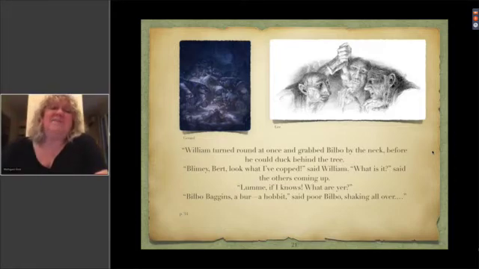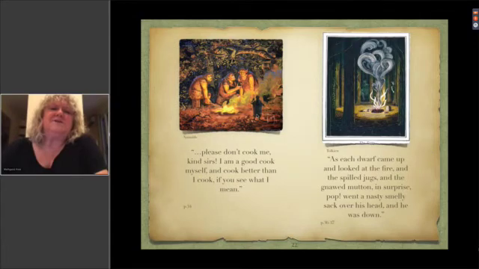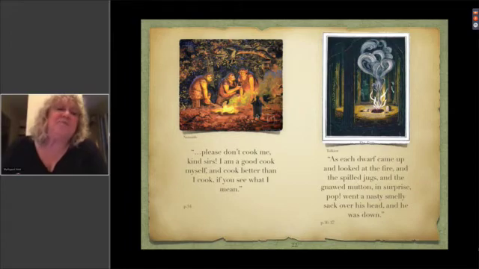So that's kind of my thoughts. So anyway, they decide they're going to cook for Mr. Baggins. Mr. Baggins is very small, and so they're arguing about how much of a meal they'll get out of him. And then he says these are really famous lines here. "Please don't cook me, kind sirs. I'm a good cook myself and cook better than I cook, if you see what I mean."